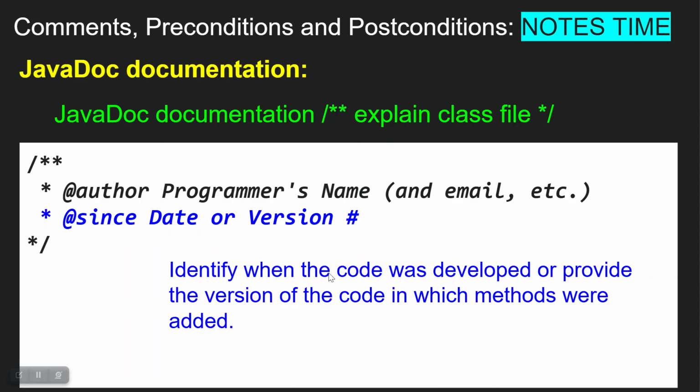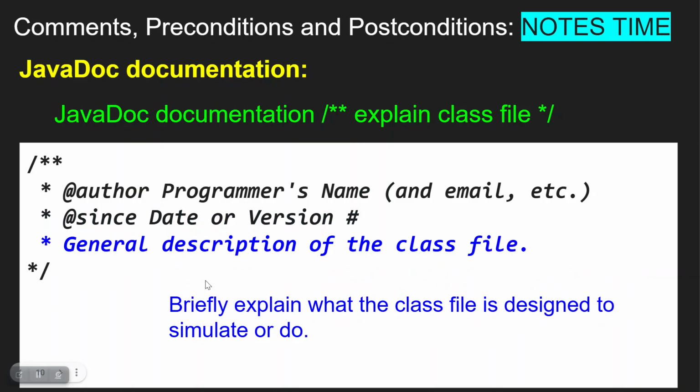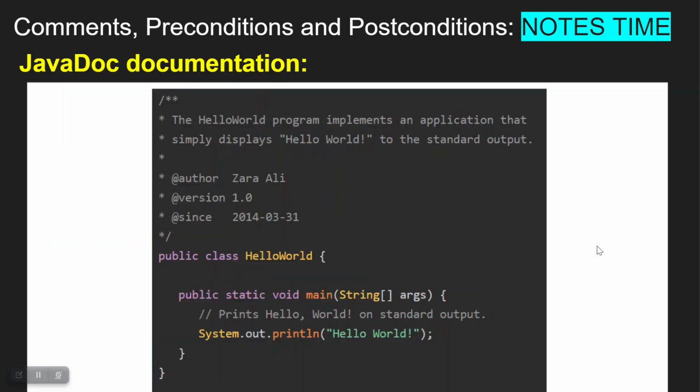So if you create a version of a program and then you create another version of the program where you add new methods, then you would go ahead and identify that this is the newer version. So this would be version 1.2, 1.3, or 2.0 if you want to. And then finally, you just need a general description of the class file. So you briefly explain what the class file is designed to simulate or what it's designed to do.